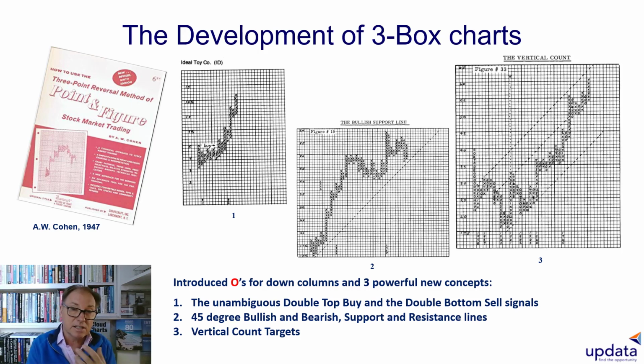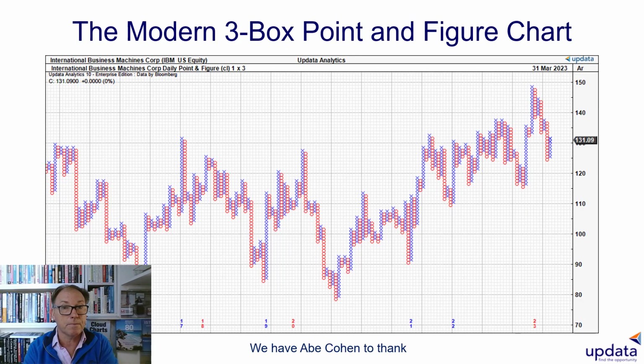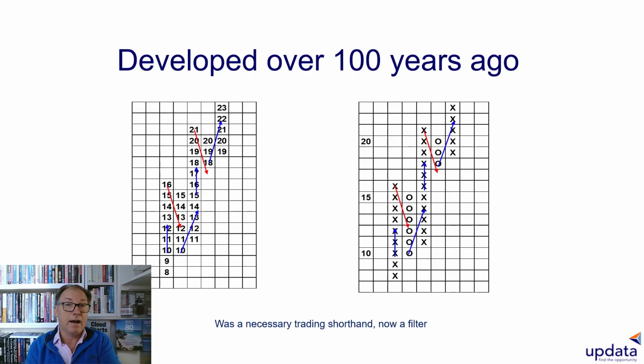And the sad thing about the loss is the targets, because the targets were very much part of the point and figure chart. And we have Abe Cohen to thank for the vertical targets for certain. And this is what a modern 3-box chart looks like. And as I mentioned, they were developed over 100 years ago.